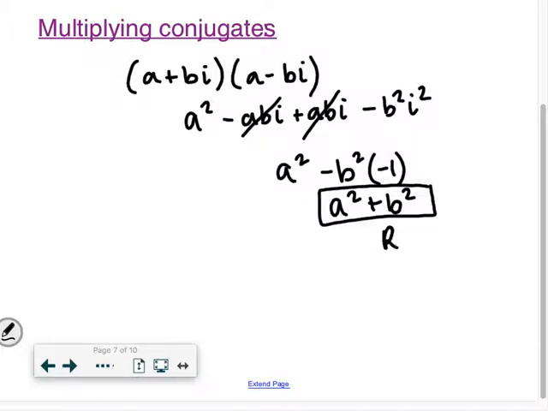And what's so great about this is a squared plus b squared doesn't have an i in it, so that's a real number every single time. You multiply two complex conjugates, you get a real number. And that leads us to dividing complex numbers. So I've got one example that we'll run through together.